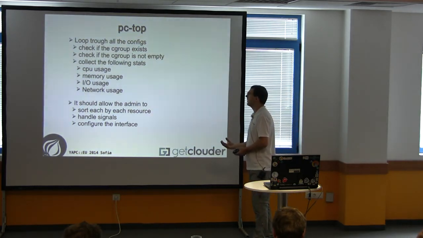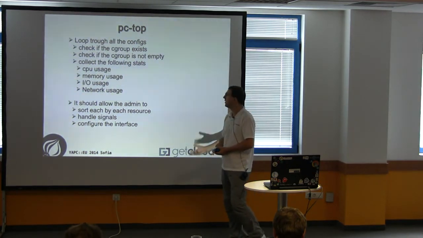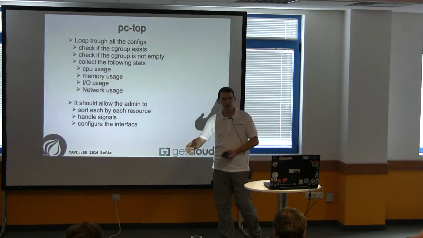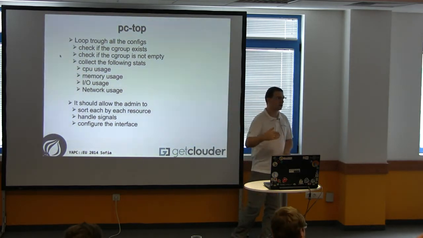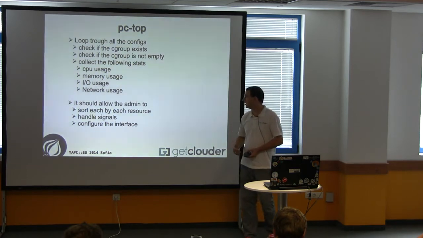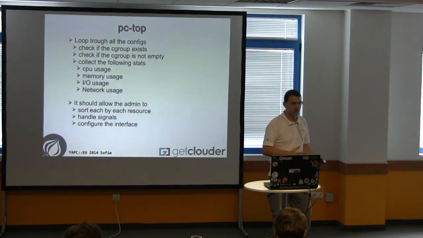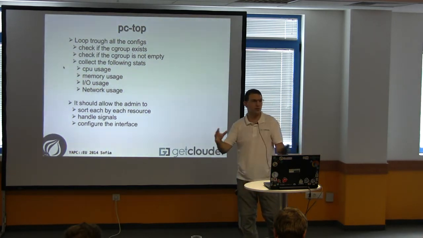I'm proposing to have a simple tool that looks a little bit like the list tool, but it will collect the CPU, memory, I/O, and network usage of each container for the whole control group, and it will display it to you in a top-like manner. So you can pretty easily see the resource usage of each container. And then it should allow the admin to sort the information by each resource, handle signals, because you may want to use this in batch, so you can actually get this information for another script. So also there should be a configuration interface, so you can actually configure how it will look like.